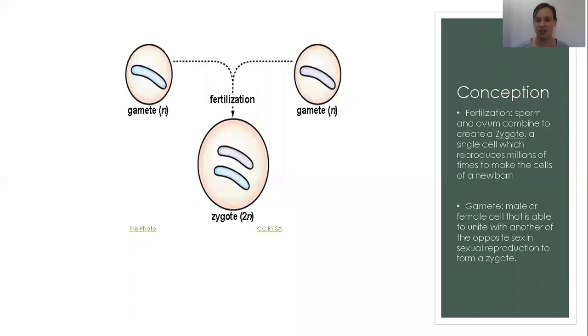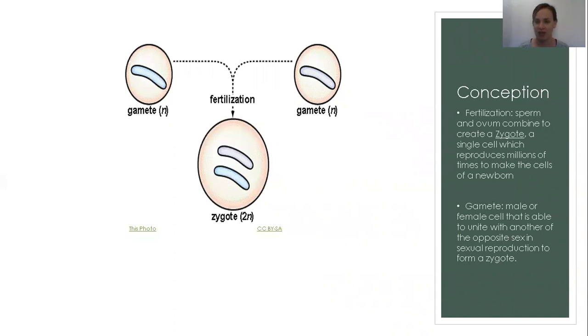So conception, I just real fast want to go over it. We know that conception is when a sperm and an egg combine to create a zygote. And that's just a single tiny little cell which reproduces millions and millions of times to make the cells that make the newborn, and the newborn grows and grows until they're human. So it's kind of a cool process that at fertilization we have a zygote and it becomes this person eventually.